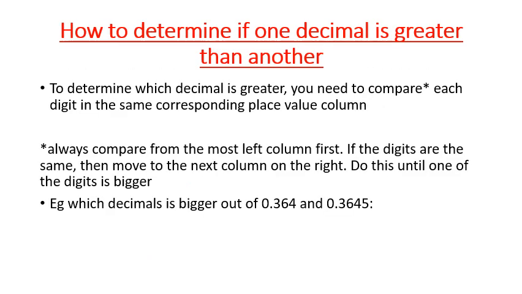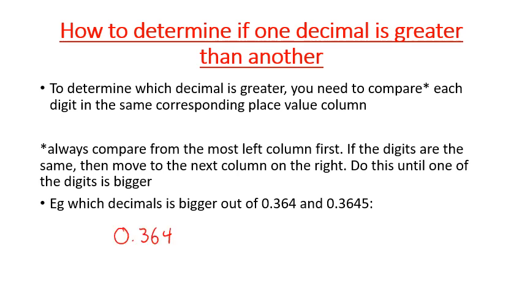So sometimes you're going to be asked to determine if one decimal is greater than another. In order to do this, what you do is you compare the corresponding digits in each different place value column. And if they are the same, we then compare the next digit to the right. If they are different, then we go with the bigger number, or the bigger digit, to work out which is the bigger decimal.